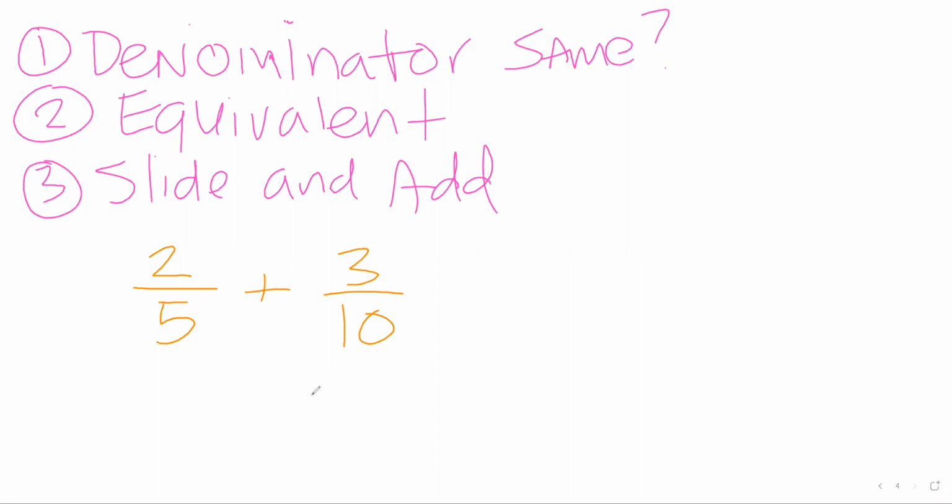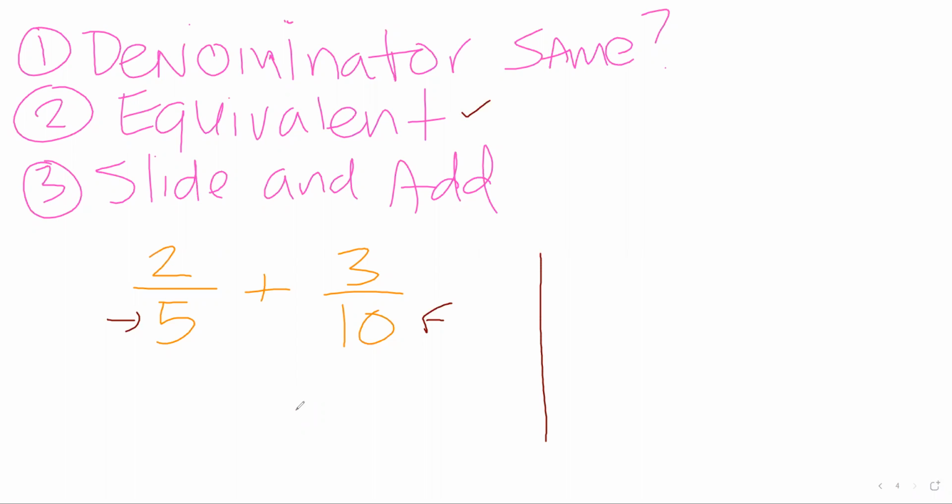Okay, so step 1, are my denominators the same? And as we can see, they are not. One of them is a 5 and the other one is a 10. Those are not the same numbers. So what I'm going to do is model these out so I can think about which one I could change to become equivalent.